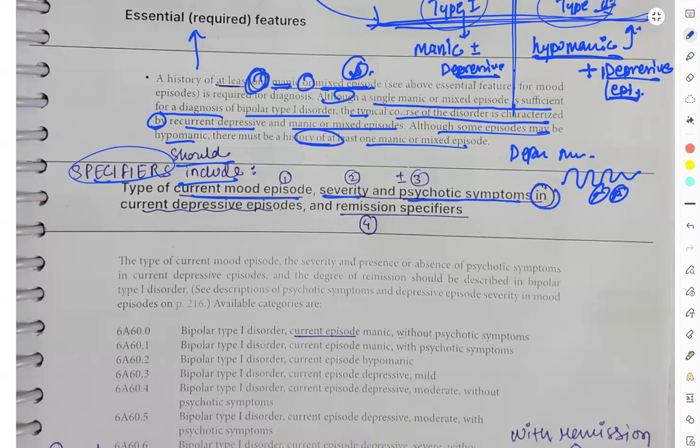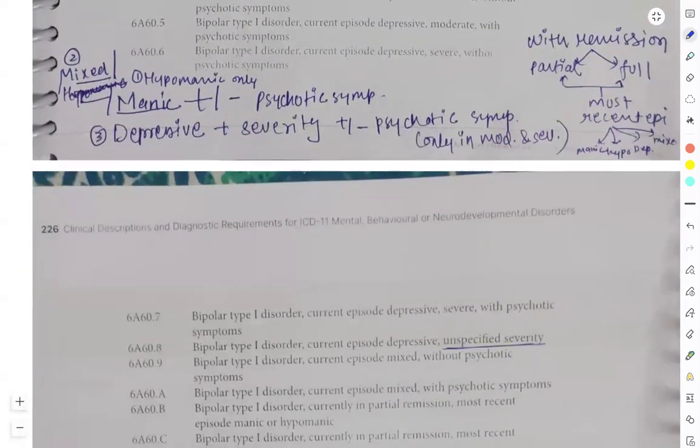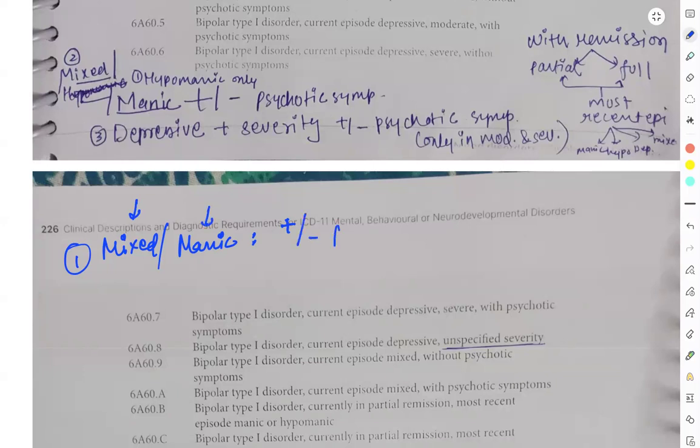So they have described the current mood episode, the severity of this episode, and whether psychotic symptoms are present or not, or whether the patient is in remission or not. What they have done is, for mixed episodes and manic episodes, they have given specifiers only for psychotic symptoms. That is, either bipolar type 1 disorder, current episode mixed or current episode manic, with psychotic symptoms or without psychotic symptoms.